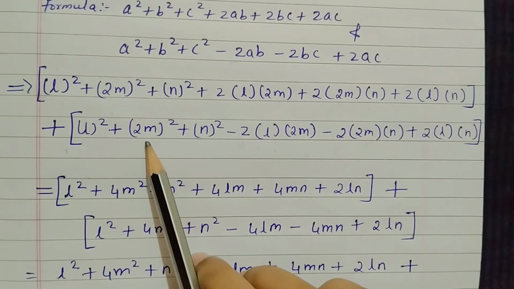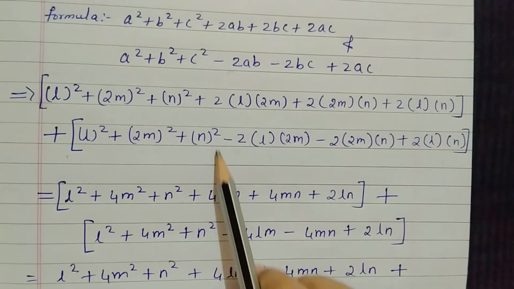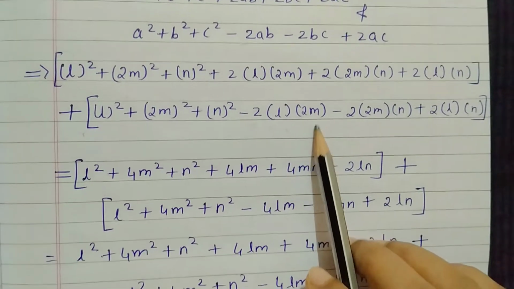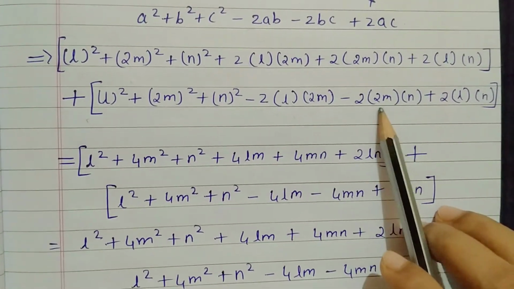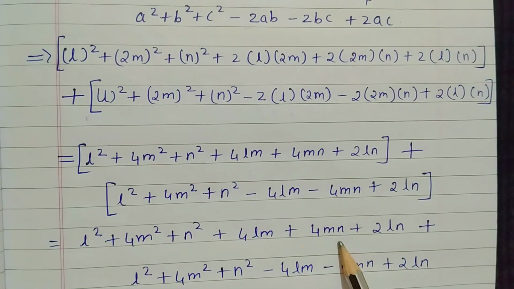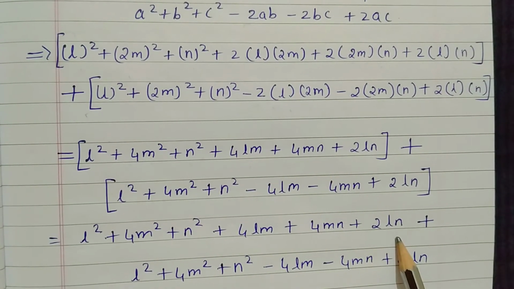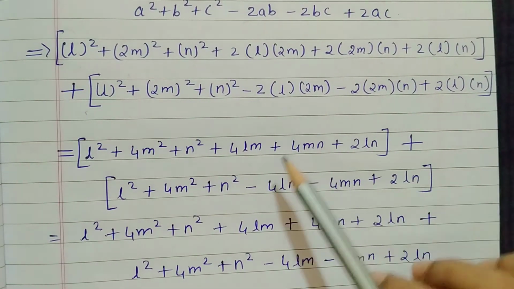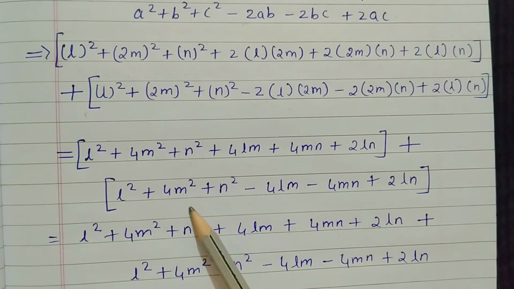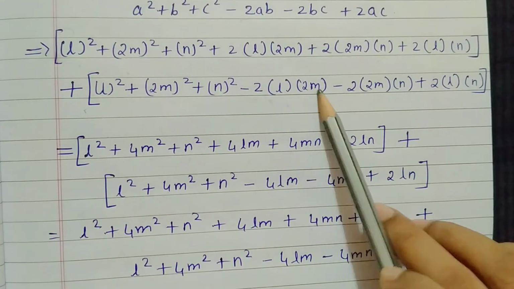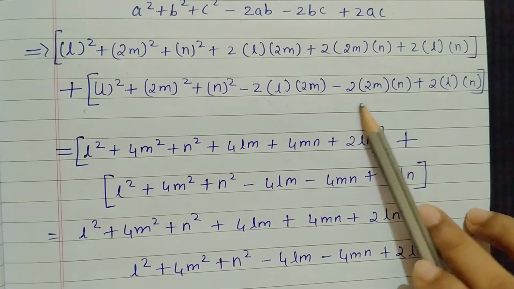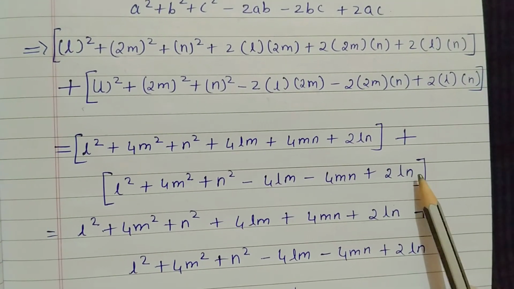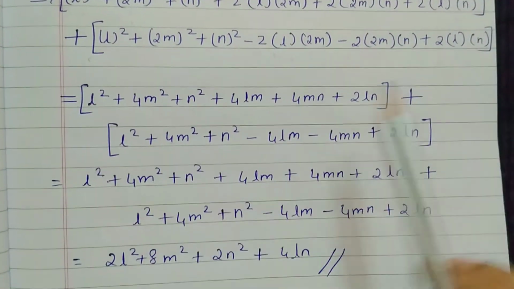L square plus 2 raised to 2 is 4, 4m square plus n square minus 2 into 2 is 4, 4lm plus 2 into 2 is 4, 4mn plus 2ln. Over here, L square plus 4m square plus n square minus 2 into 2 is 4lm minus 2 into 2 is 4mn plus 2ln. Now we are going to open this square bracket.